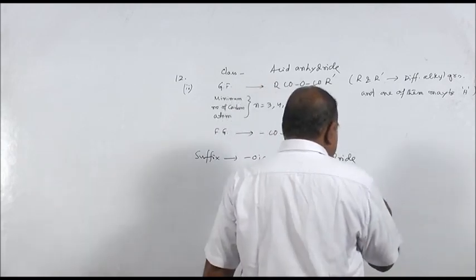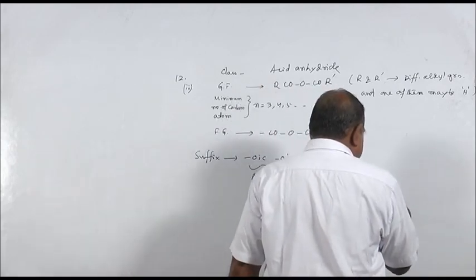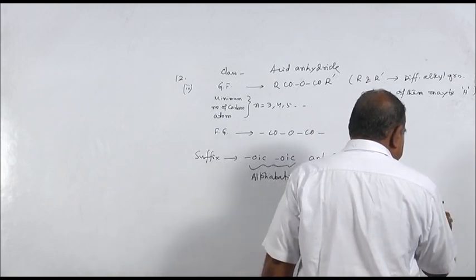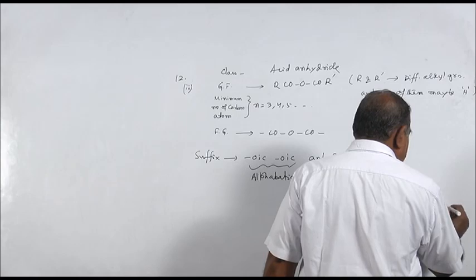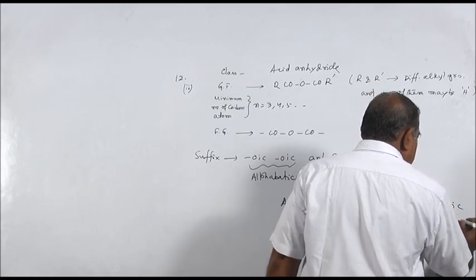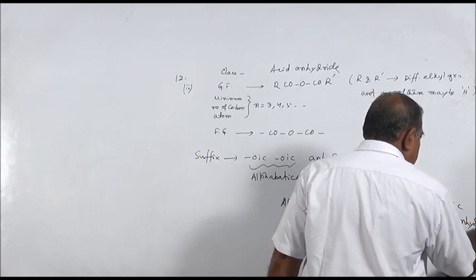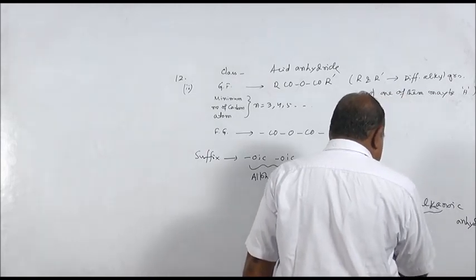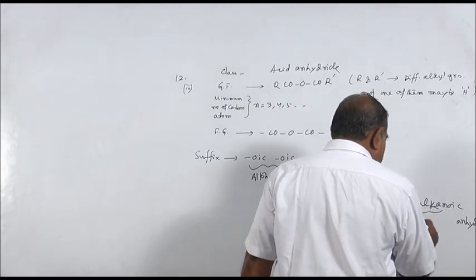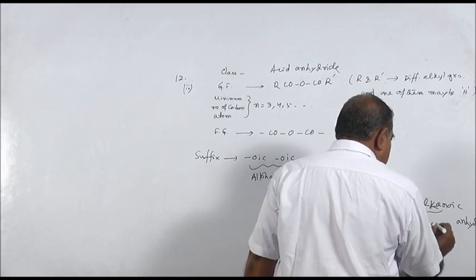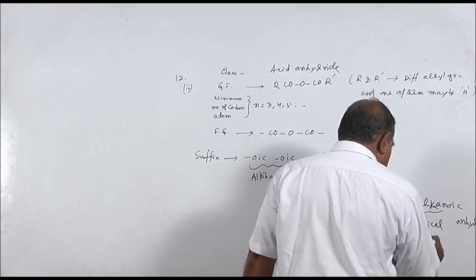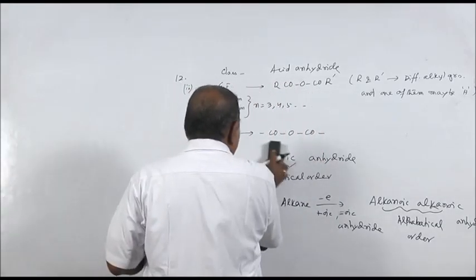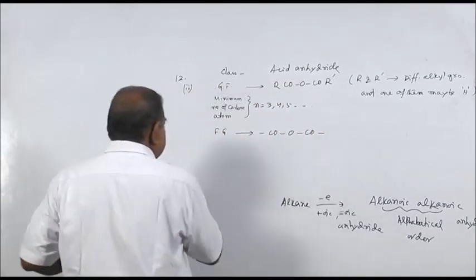So you will have to write alkanoic, again alkanoic, anhydride. These two alkanoics in alphabetical order. Alphabetical order. I am giving you a few examples.